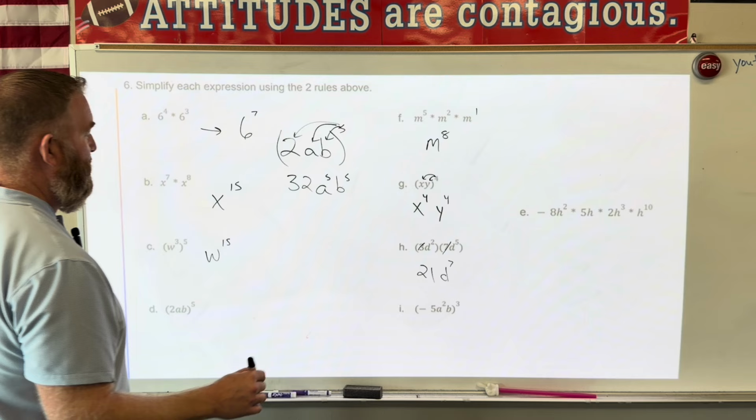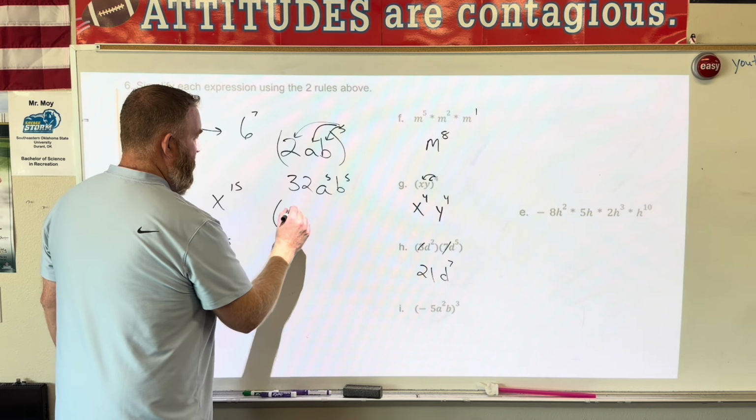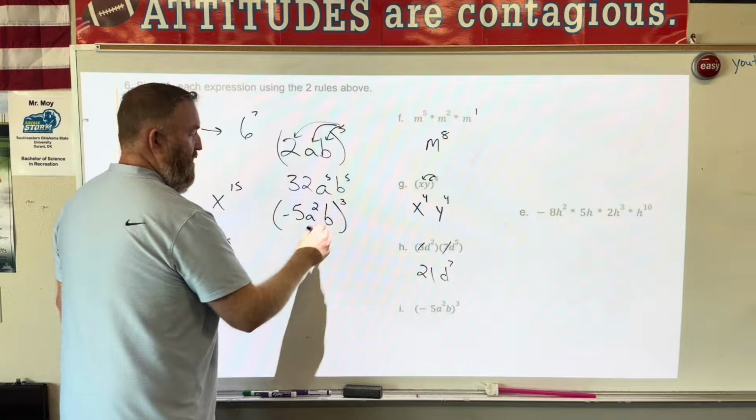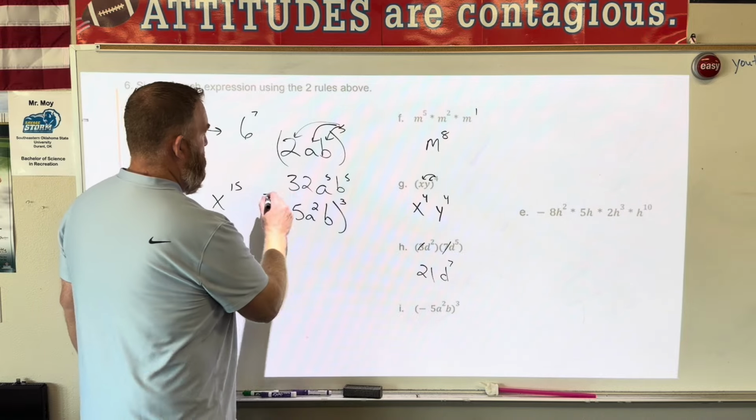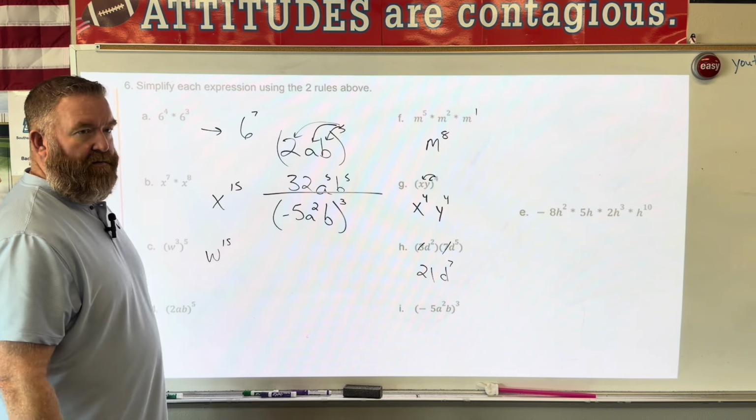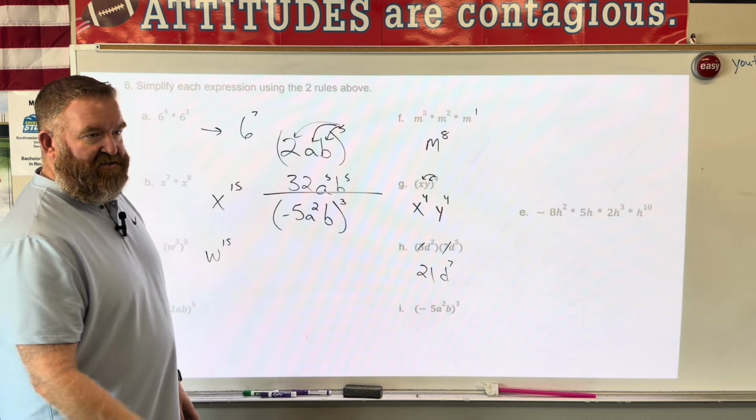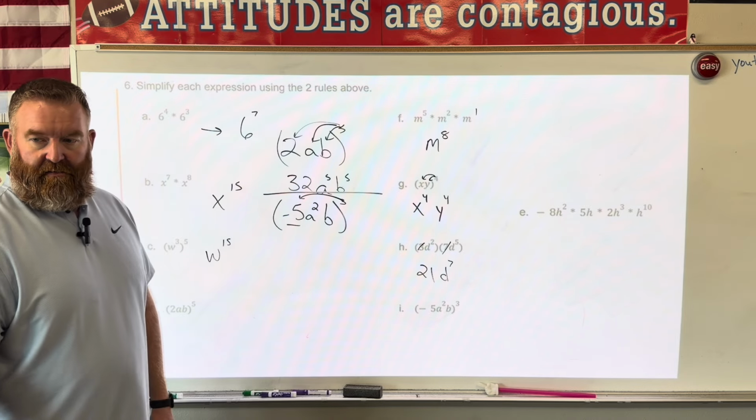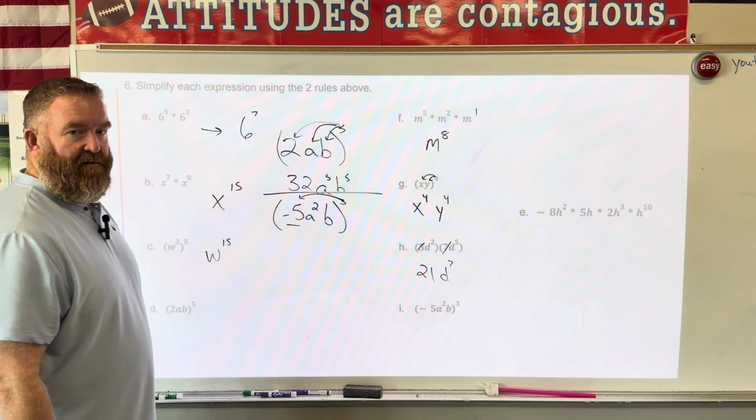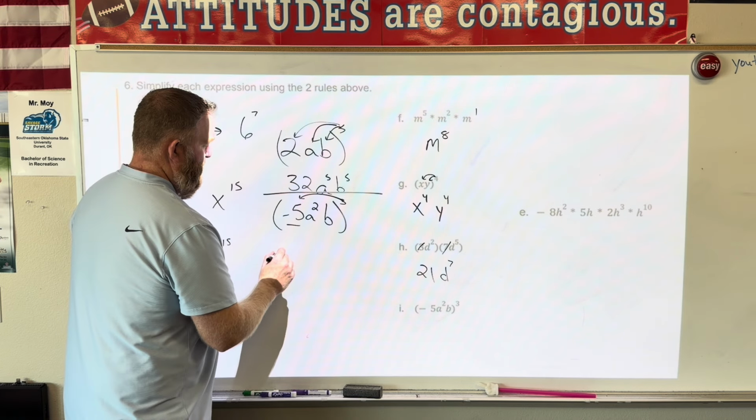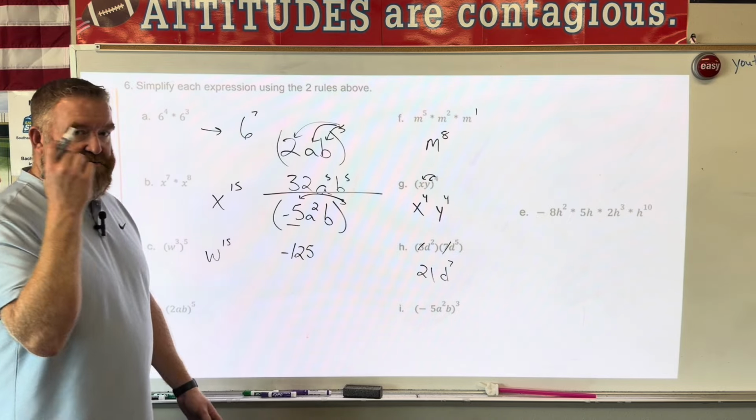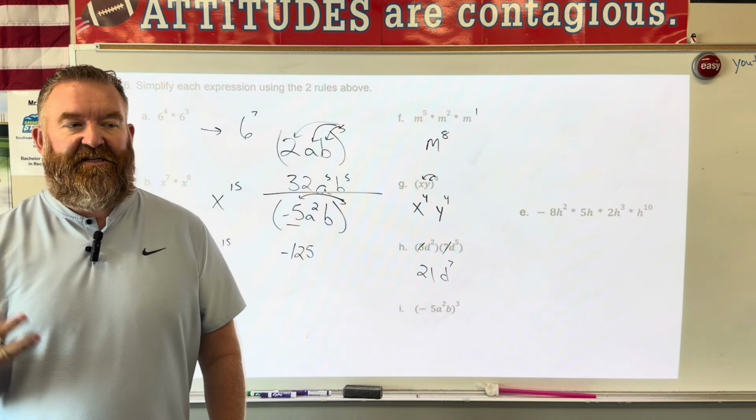Let's go to I. -5 A squared, B all to the third power. Yes? All right. What is negative? Let's do this. What is -5 to the third power? Calculator. -125. There's 3 of them, which means it's going to stay as a negative.